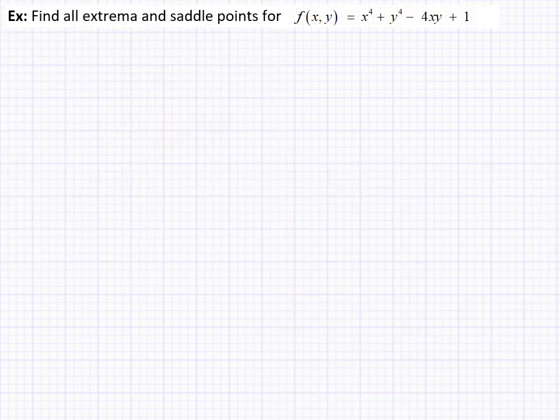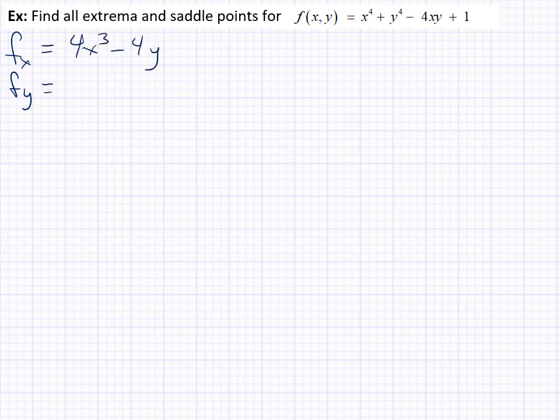All right, so this one we're going to go start to finish, find our critical points, test them, and determine whether we have extrema or saddle points. So let's look at fx and fy first, and then go from there. So we already got 4x cubed minus 4y, then 4y cubed minus 4x.